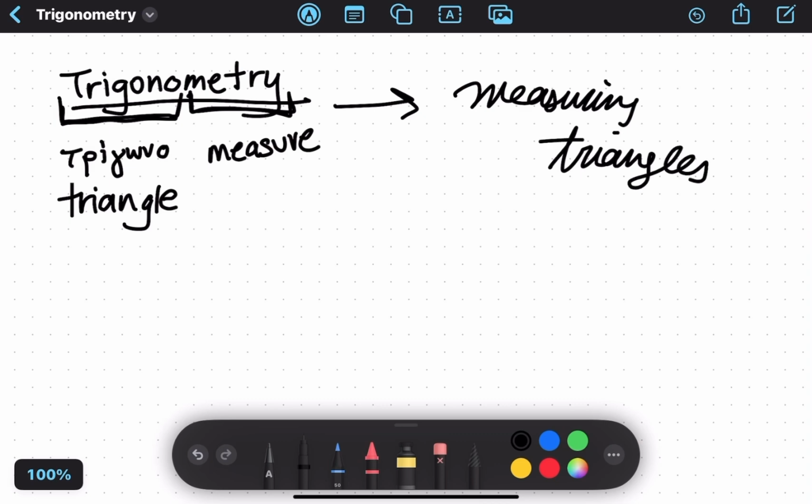But it's not as easy as taking a ruler and just measuring the side lengths of a triangle. It's more about finding ratios in triangles and seeing what the lengths could tell you about the triangle. Trigonometry is often and usually done with right triangles.